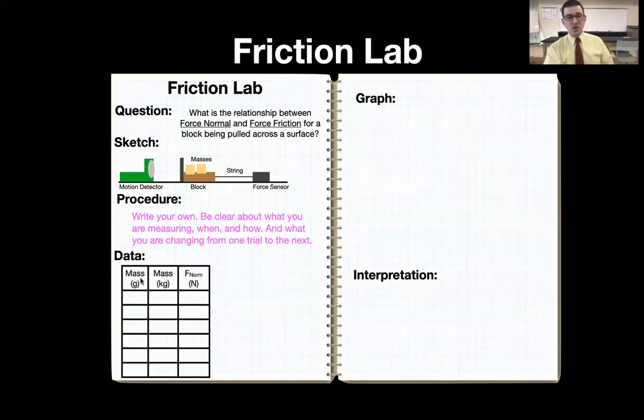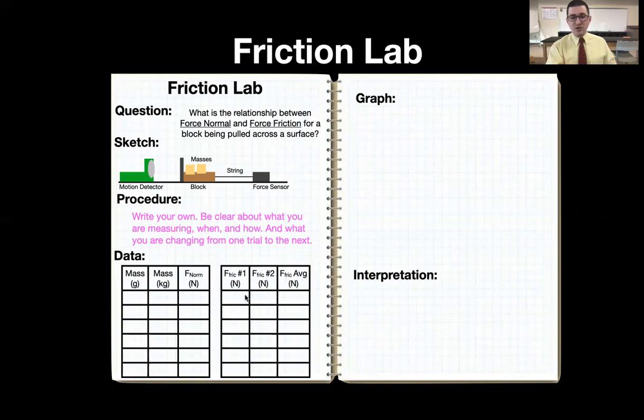So we're going to write down the mass. And when I say the mass, I mean the mass of the block plus all the masses of the block on top of it. So let's say if the block is 30 and we put 50 on top of it, it's going to be a total mass of 80 grams. Then we're going to want to convert that mass to kilograms so we can figure out the force normal acting on the block. Force normal is pushing up by the table on the block.